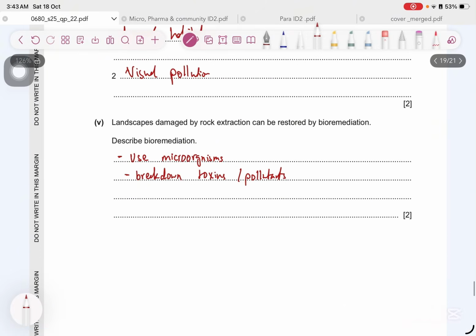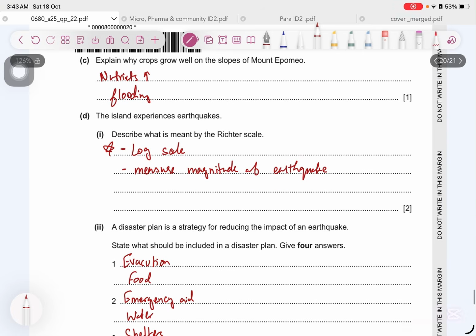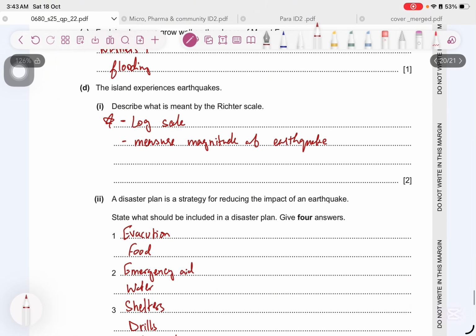Next, we've got: landscapes damaged by rock extraction can be restored by bioremediation. Describe what bioremediation is. It's fixing the land using microorganisms that can break down the toxins and the pollutants from the explosives used. Explain why crops grow well on slopes: because of increased nutrients. Flooding because of irrigation, so this is more irrigation or water.